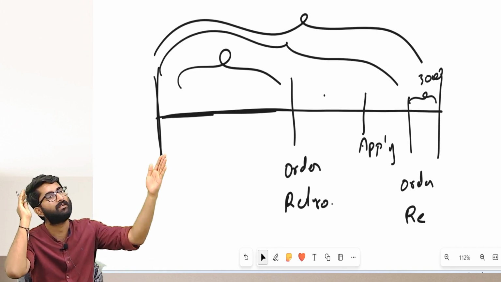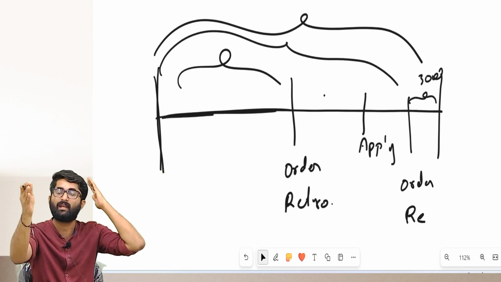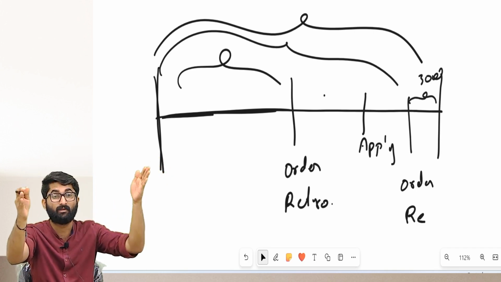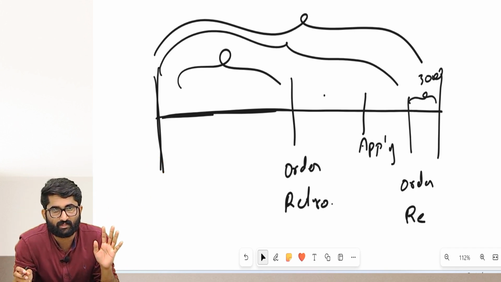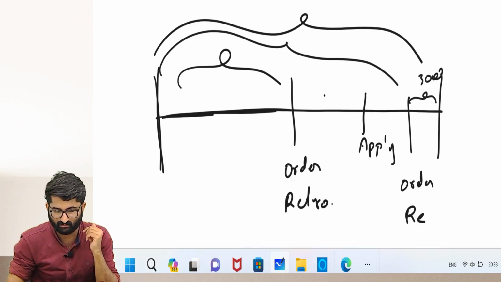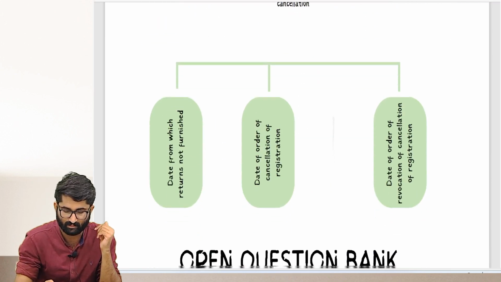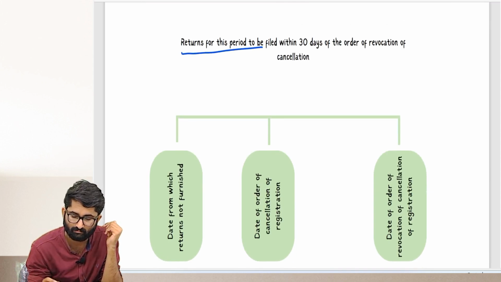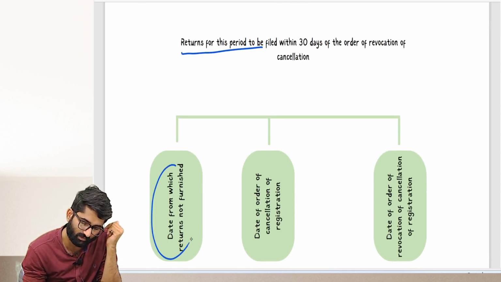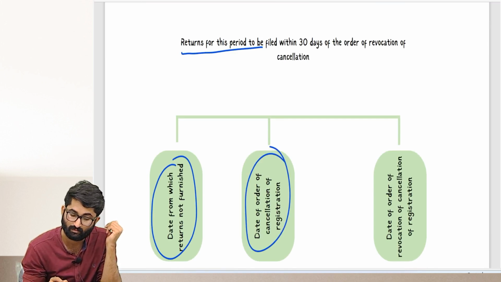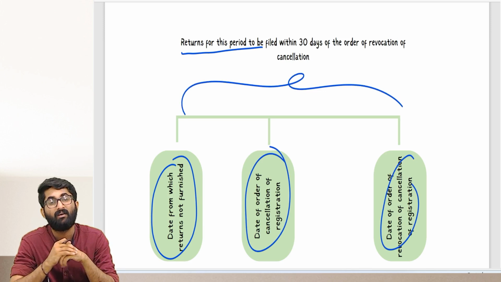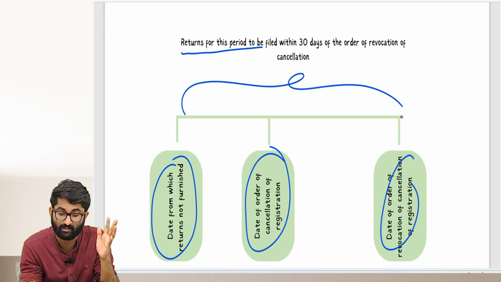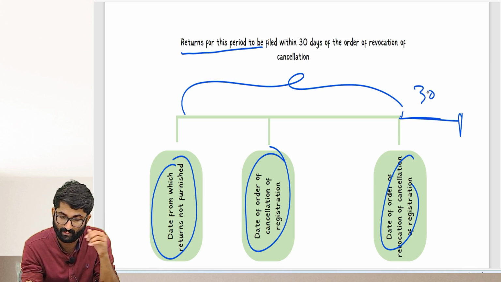For the whole period from where the cancellation has happened till the date of order of revocation of cancellation, for the whole period you file it after that, within 30 days from the date of order. So this is given in this diagram also. See, return for all this period, date from which returns are furnished, which are not furnished, date of cancellation of registration, date of revocation, for the whole period you have to file it after the date of order, but within 30 days.